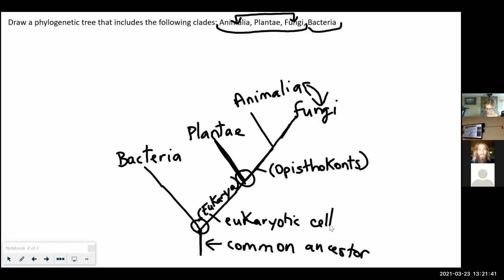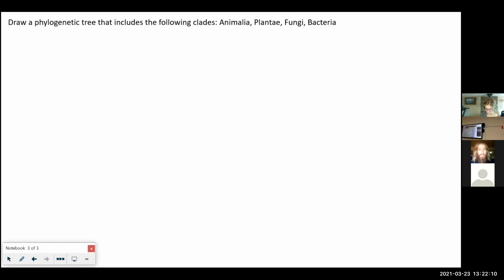What are some traits that distinguish plants from animals? Obviously plants can photosynthesize, animals can't. And so, maybe heterotrophy versus autotrophs here, autotrophy, photosynthesis, however you want to express it. Does that make sense? Hopefully that's a fairly easy and useful exercise.